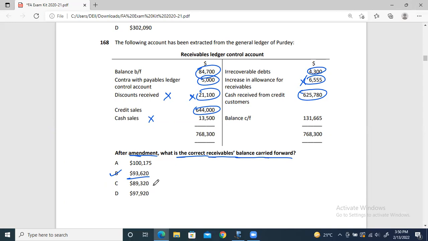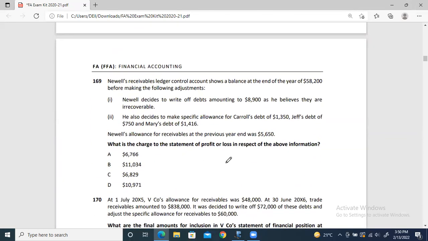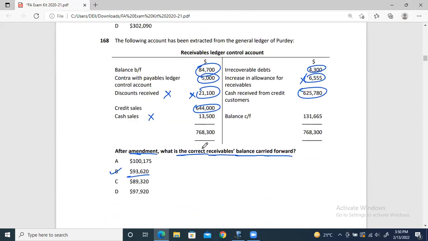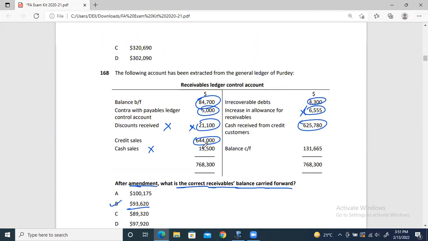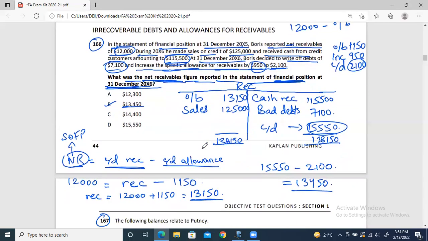All right. Now let's do this last question, which is 169. This is a question purely related to the receivables allowance, right? Sorry, can you go to the first exercise that we did? I just want to ask you a question. The first question. Yeah. This one, right?